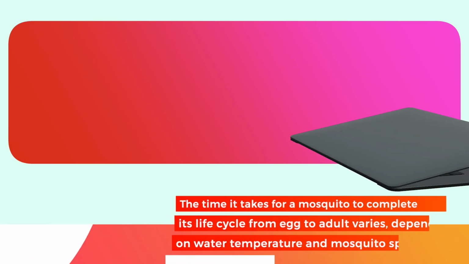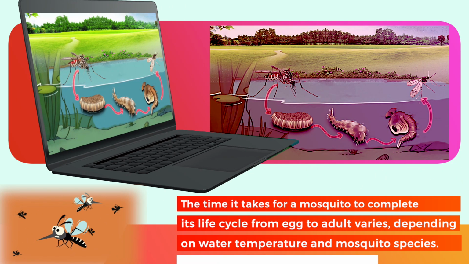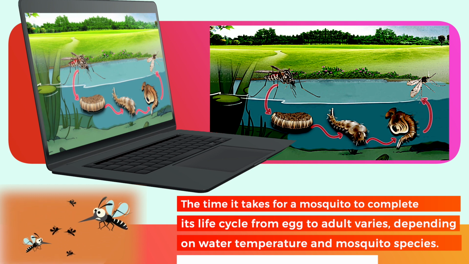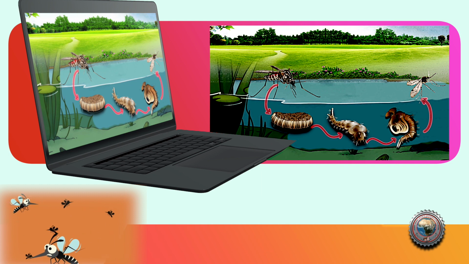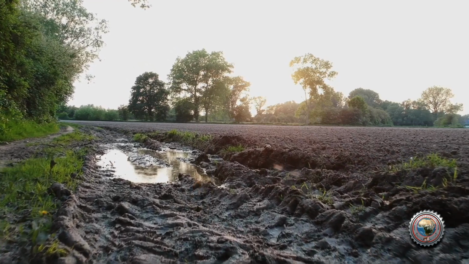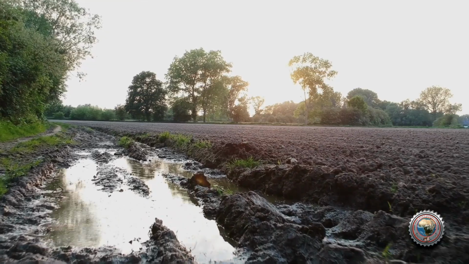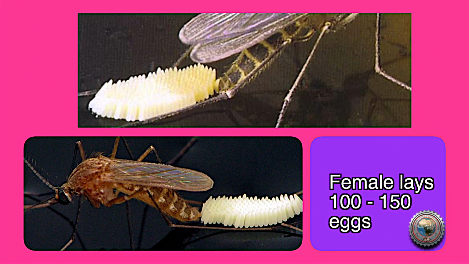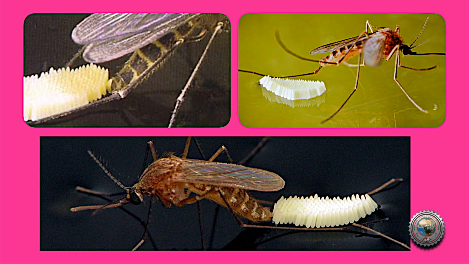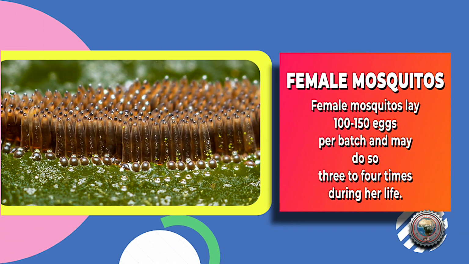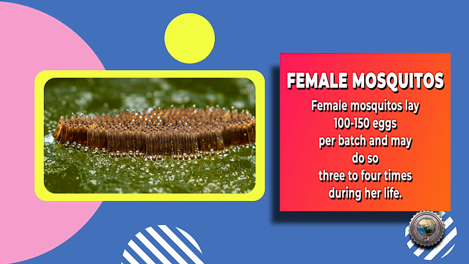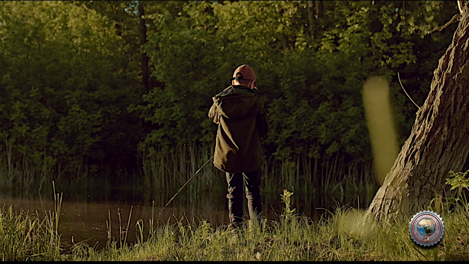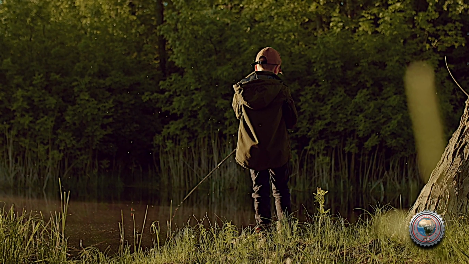The time it takes for a mosquito to complete its life cycle from egg to adult varies depending on factors like water temperature and mosquito species. Eggs can hatch within a day if laid on water surfaces, or much later if in soil. A female mosquito typically lays 100 to 150 eggs per batch and may do so 3 to 4 times during her life.